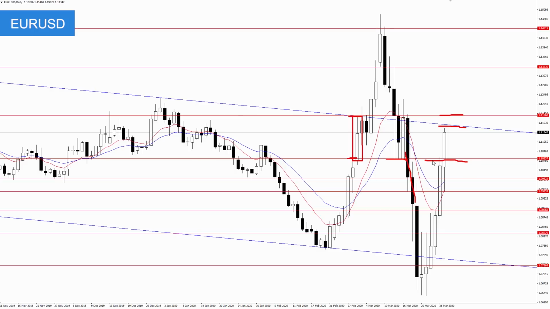So 110.50 is going to be support. 111.50/80 is resistance. But I do favor longs here just given the way that the pair has come off of this channel support area after that false break below it. That's especially true if we see the pair start to take out 111.50/80 on a daily closing basis.